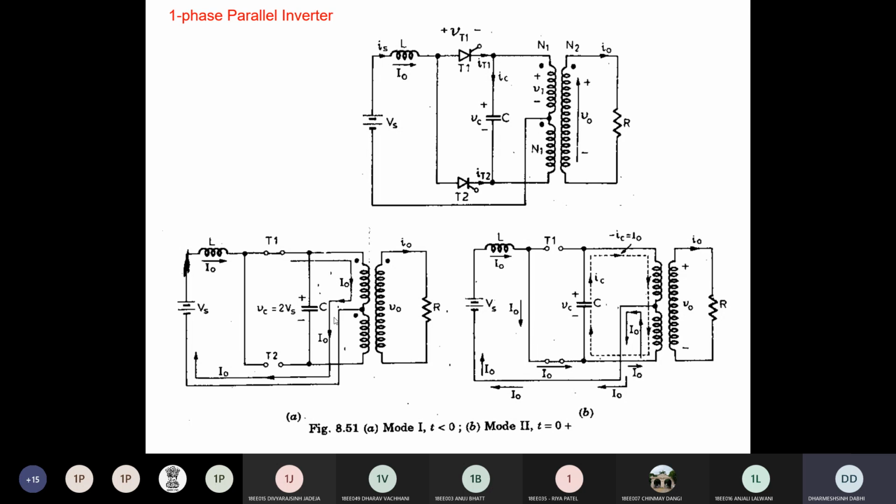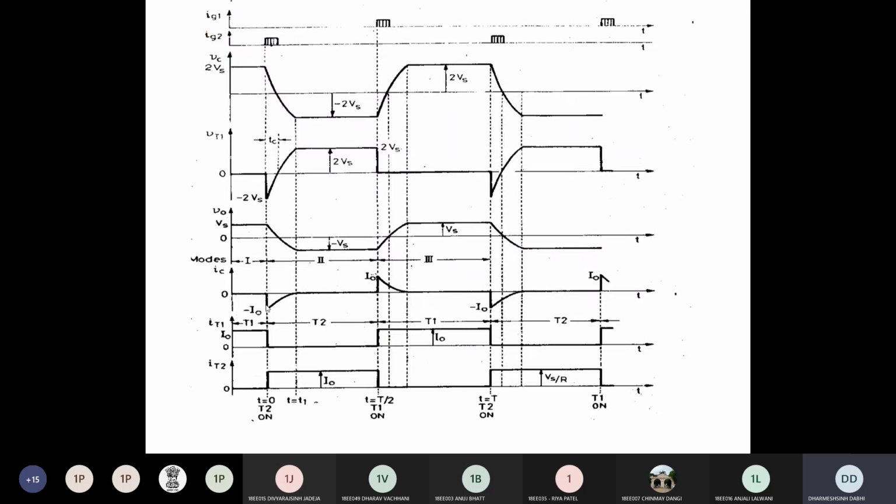So that's why we take the IC as negative. This IC is negative during the on condition of T2. Now you can see that the current of T1 is 0 because it is in off condition, and current in T2 is flowing because it is in on condition. So it remains on until T1 is fired next.